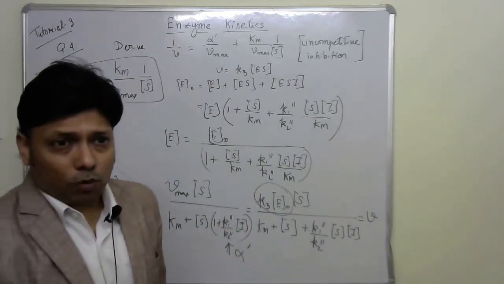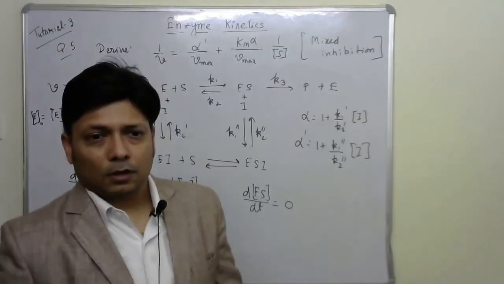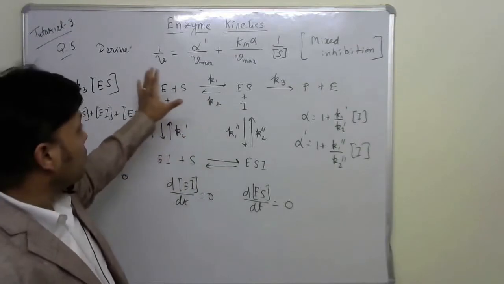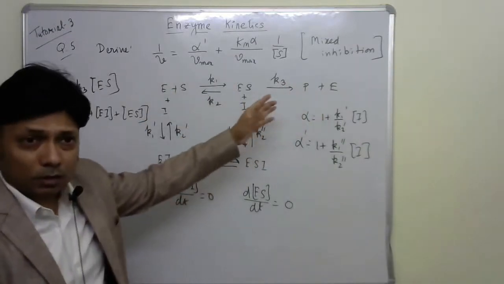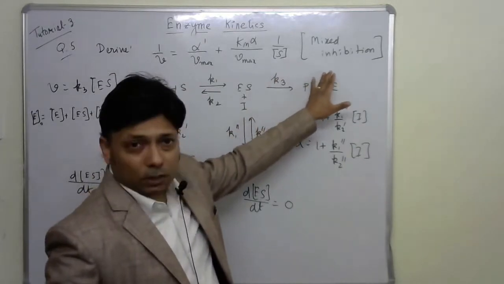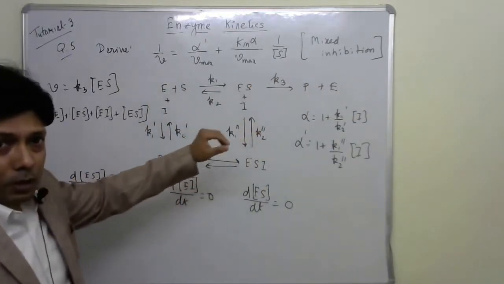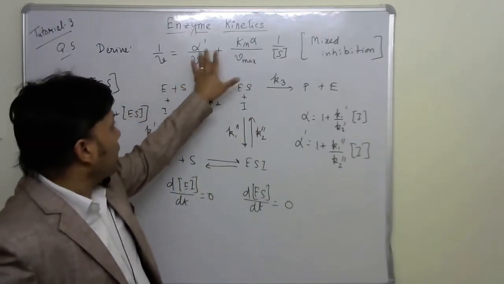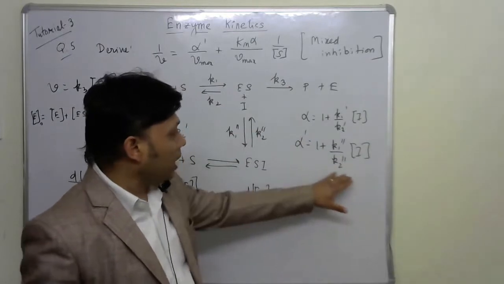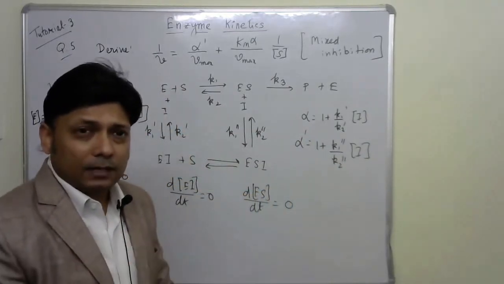So now we move on to the next tutorial question. So next we go to question number 5. Question number 5 was a similar question. You have to derive the equation for mixed inhibition, the Lineweaver-Burke form. So here we have two terms, alpha and alpha prime, where alpha is defined like this and alpha prime is defined like this. So therefore we have to go through exactly the same operation.